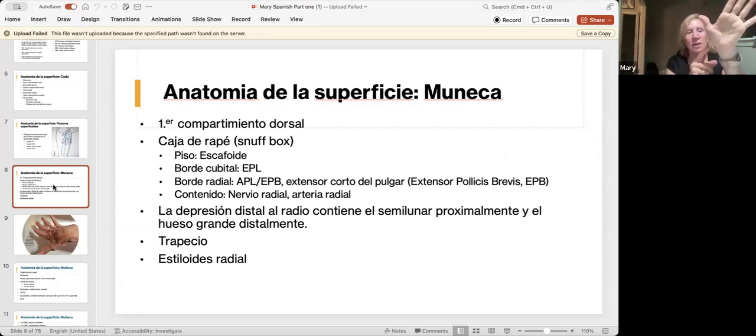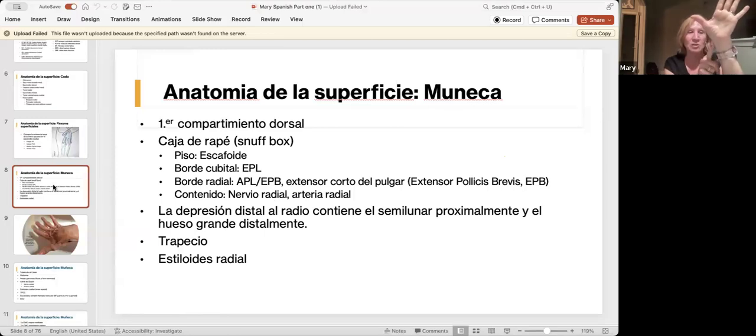The trapezium is the carpal bone that articulates with the thumb. So the thumb joint is called the carpometacarpal joint, and it's the carpal bone trapezium articulating with the first metacarpal. That's the base joint of your thumb.